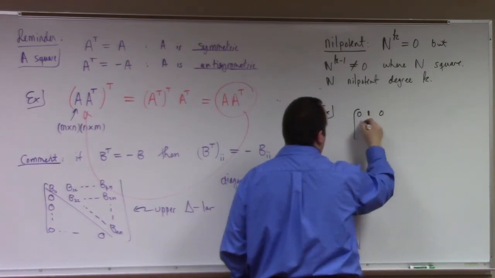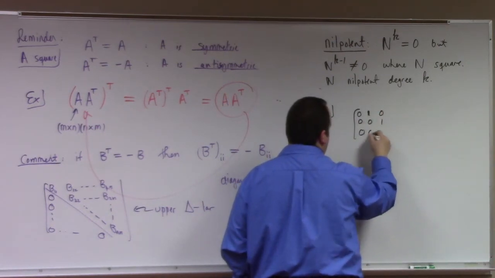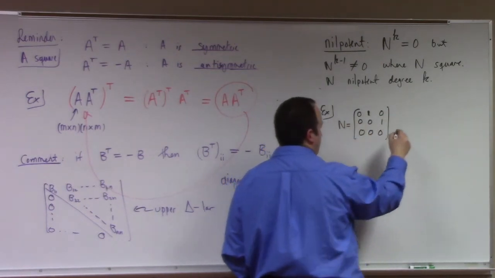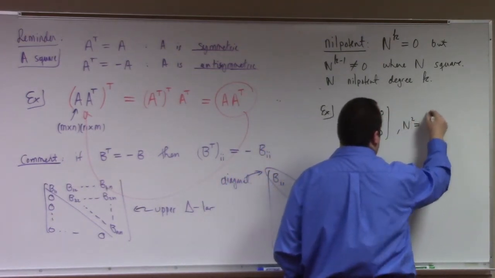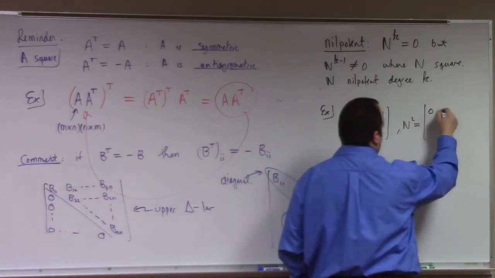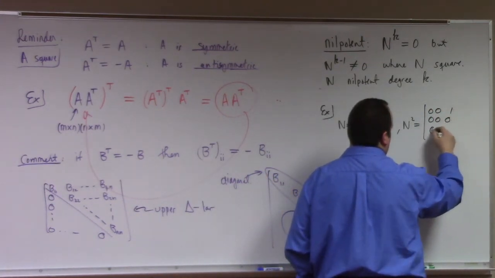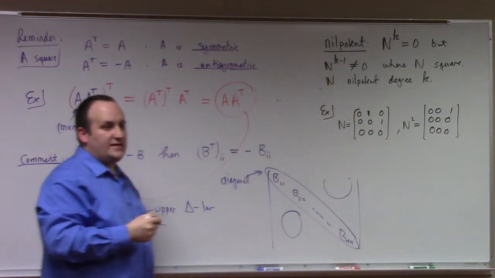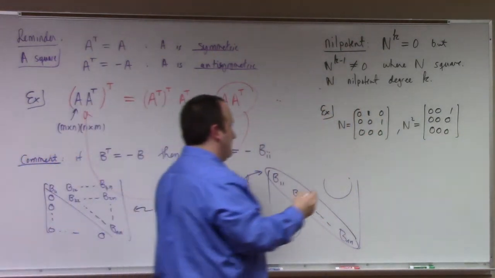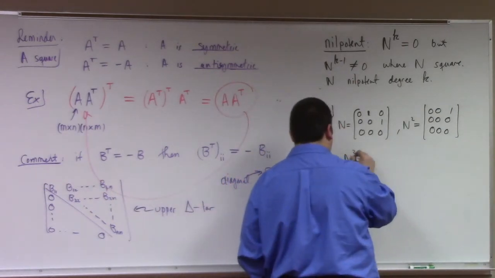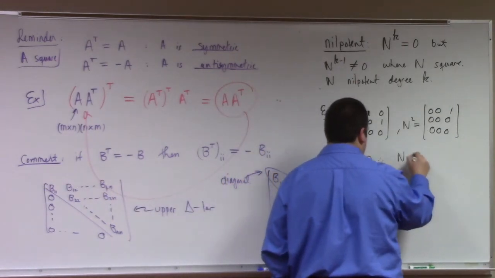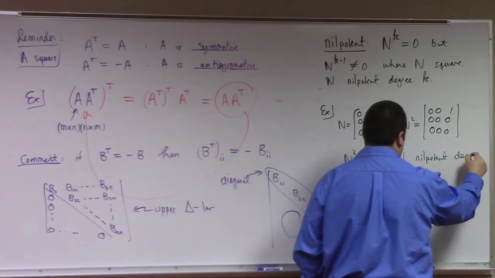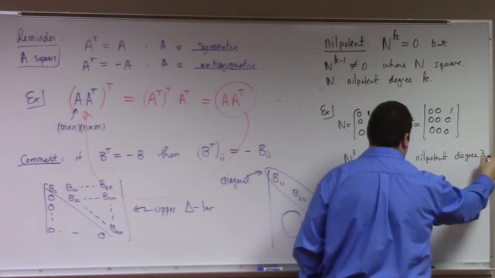0, 1, 0, 0, 0, 1, 0, 0, 0, if we call this n, what's n squared? It's actually that. What's n cubed? Right. So therefore n is nilpotent of what degree? 3, right.